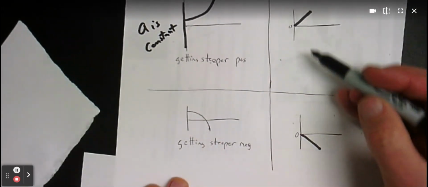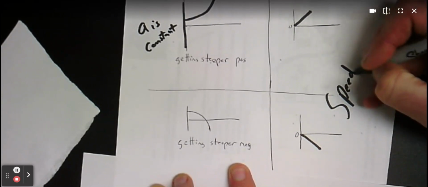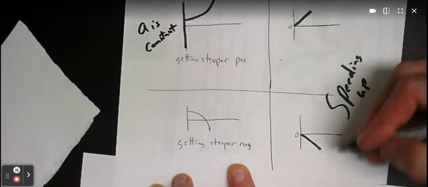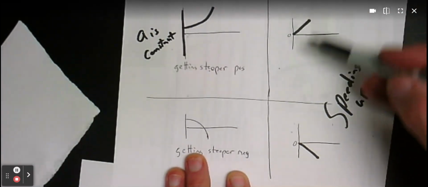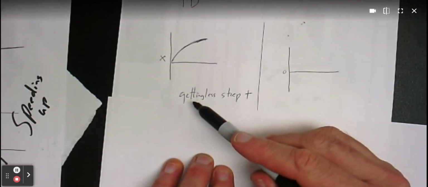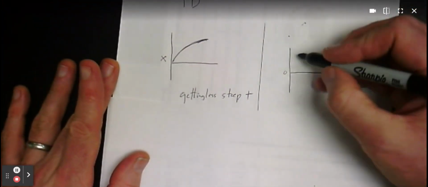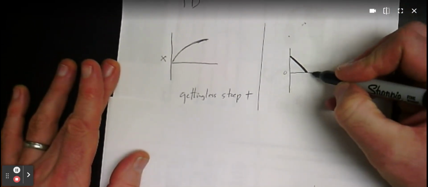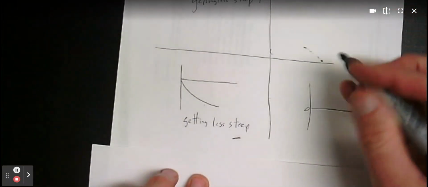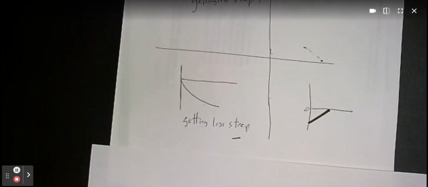Now, since these are both constant acceleration, these lines are straight. This is when the object's speeding up, both of these. All right, speeding up is moving away from these axes. All right. Now, when it's getting less steep, what's it going to look like? Well, that's going to go like this. It's going to go towards 0, not away from 0. And if it's getting less steep but has a negative slope, that's going to look like that. All right?